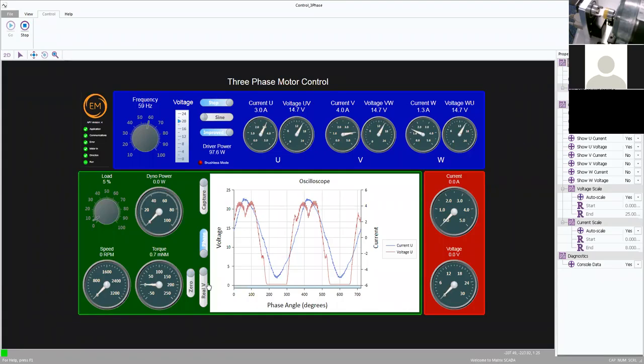So you can see here, the back EMF is that little bump there. So you can see at the moment the phase shift in an open system is minimal.